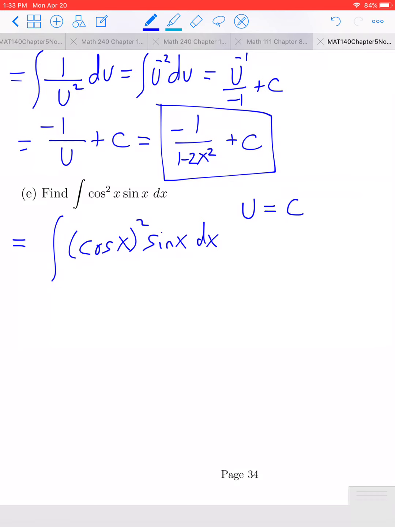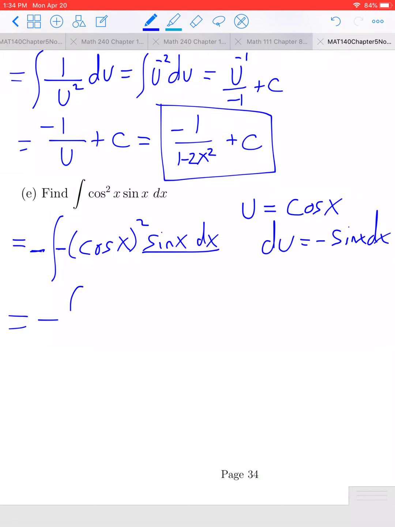So let's let u be the cosine of x. Now our du is negative sine x dx. So I don't have everything I need right now for the du, but the good news is we're only off by a negative sign. I can multiply on the inside by negative 1. If I also divide on the outside by negative 1, that will allow the substitution to work.